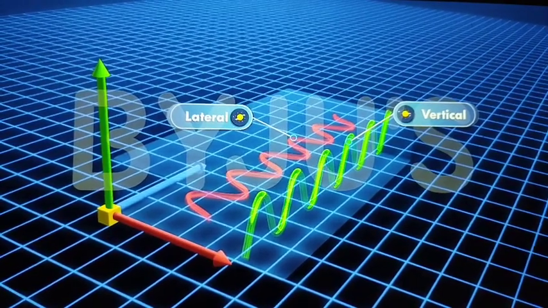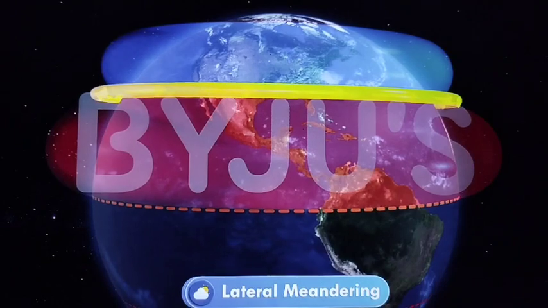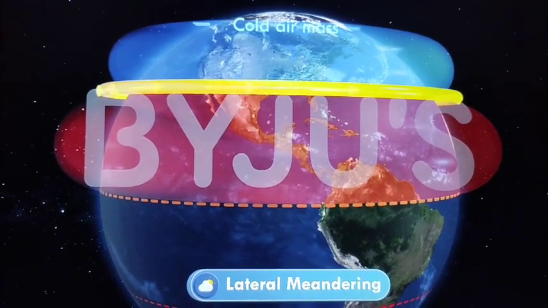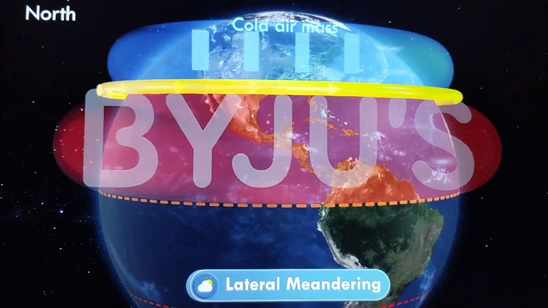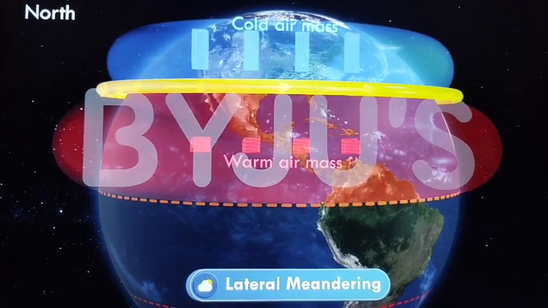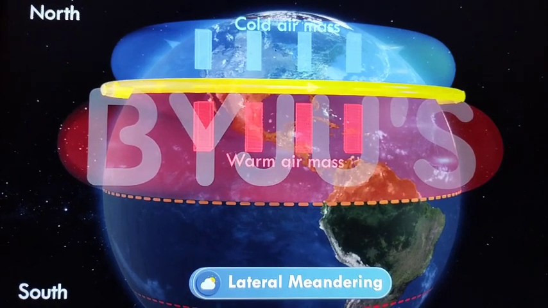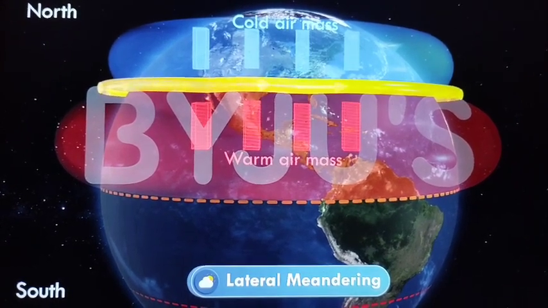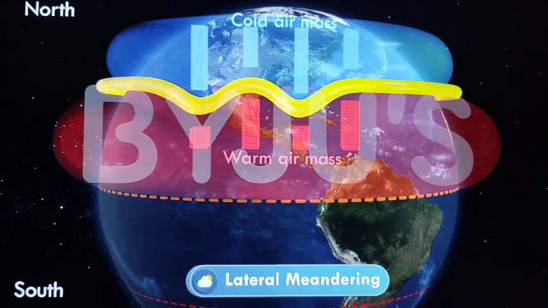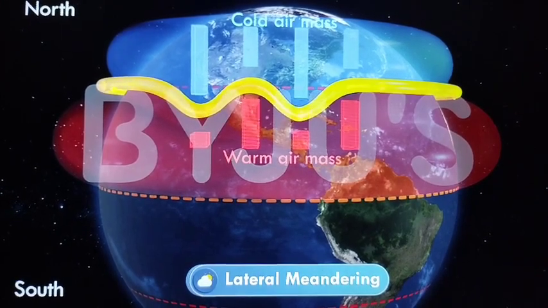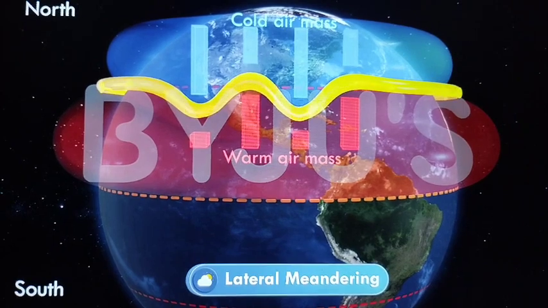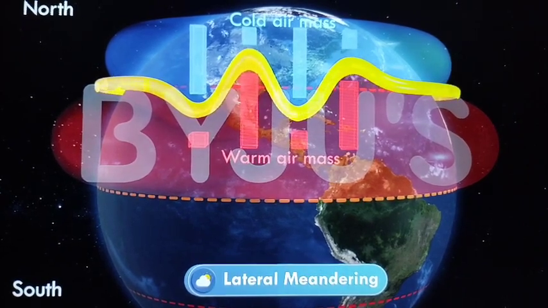Now why do they meander after all? Well, let's start with lateral meandering. We know jet streams are formed at the junction of two contrasting air masses. So, let us suppose that there is a cold air mass coming from the north and a warm air mass coming from the south. At some places, the cold air mass approaches the warm air mass at a much faster rate, while at few other places, it is the warm air mass which rushes towards the cold air mass much faster.